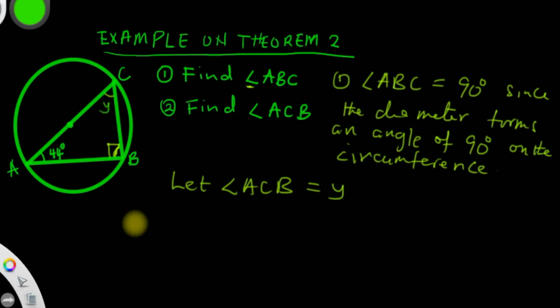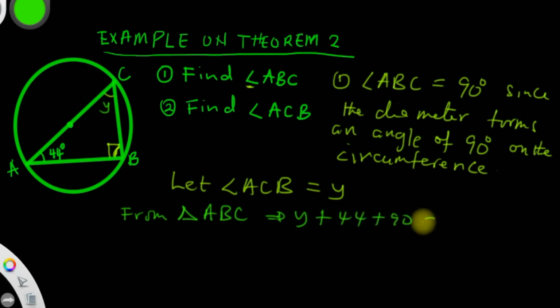From triangle ABC, what do we know from basic geometry? We know that if you sum all the angles in a triangle, we get 180 degrees. So from triangle ABC, it implies that y plus 44 plus 90 gives us 180 degrees. What is 90 plus 44? That's 134.